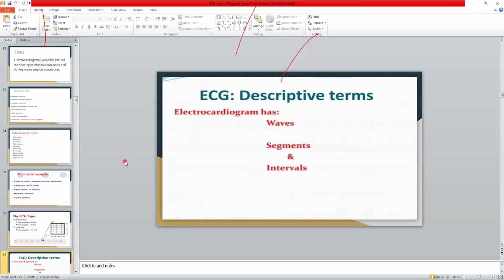What are the descriptive terms used in the electrocardiogram?